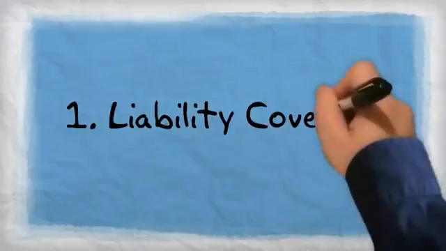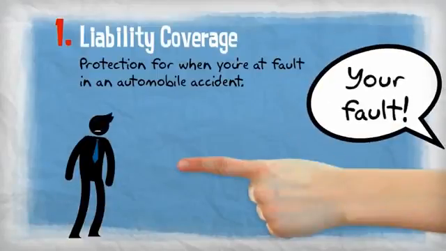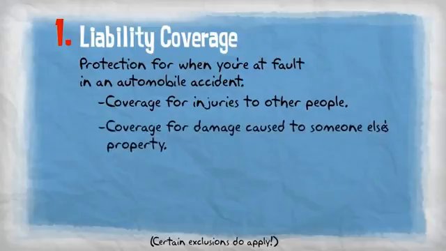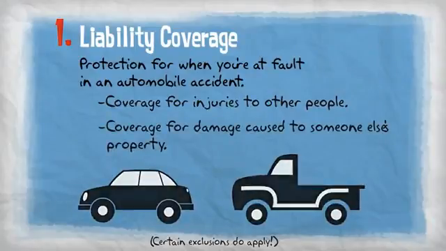Liability coverage. Liability coverage provides you with the coverage you need in the event that you're at fault in an automobile accident. This coverage offers 2 types of protection: coverage for injuries to other people and coverage for damage to someone else's property while you or a family member are operating any automobile.